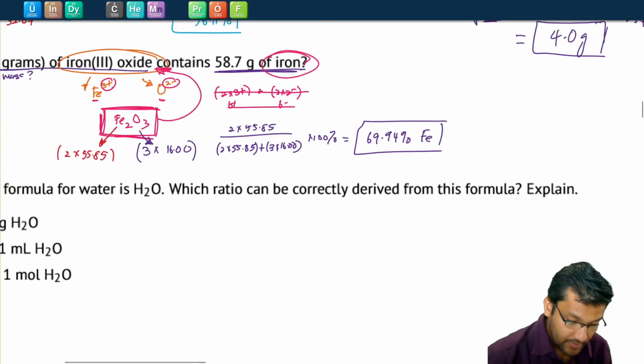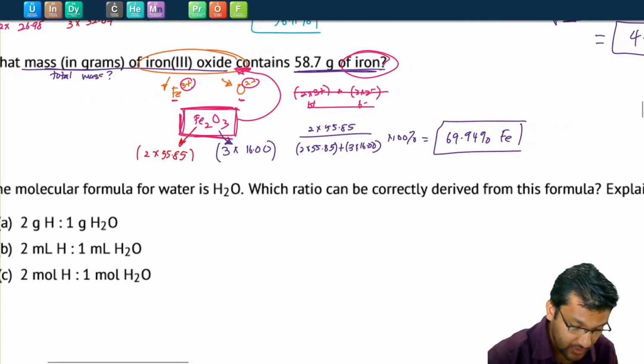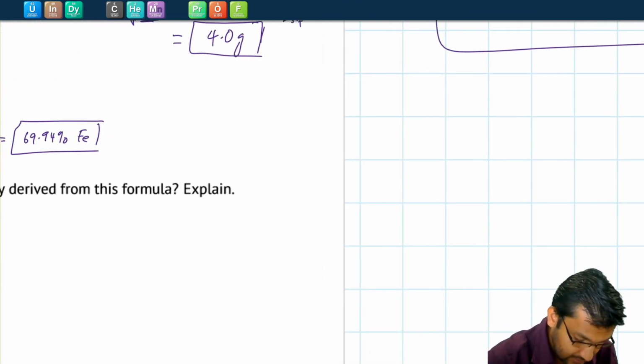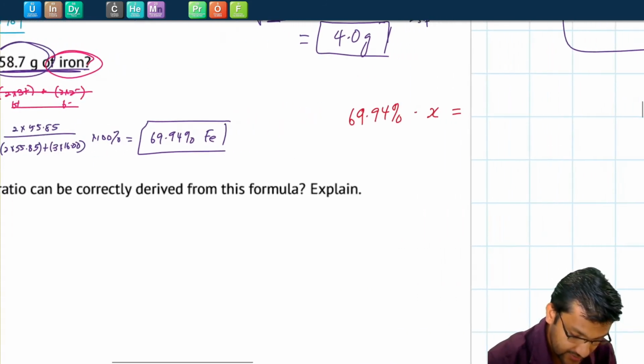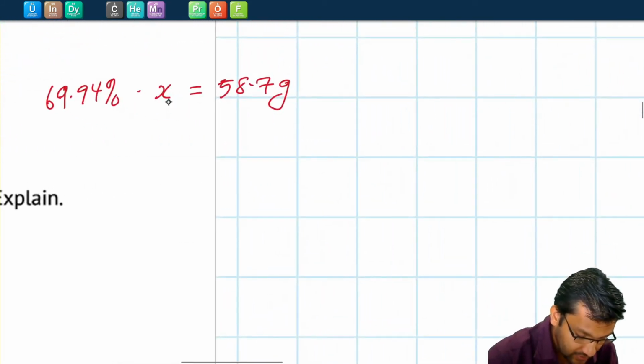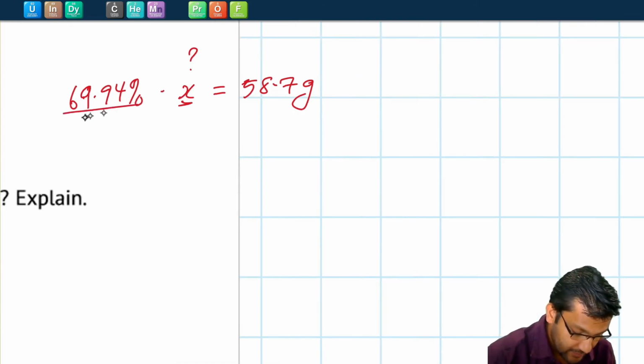Okay, so we know in this compound 69.94% of the total mass should be iron, and it tells us what that mass is, 58.7. So let's look at this. 69.94% of whatever the total mass is, let's call it X, should be the mass of iron, which is 58.7 grams. So what is this total mass X, which is what they're asking us to find? Well, all we need to do is divide both sides by 69.94%.